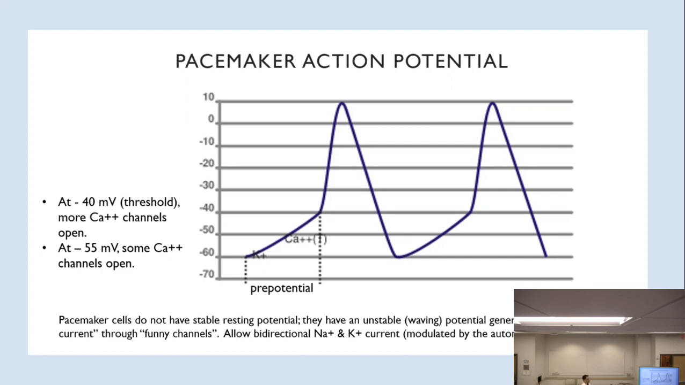Then we are going to have the SA node transmitting, AV node transmitting the electricity to the rest of the conduction system, and that electricity is going to be activating the cells of the ventricles, producing action potentials of the other type, the one with the plateau, in the contractile cells.